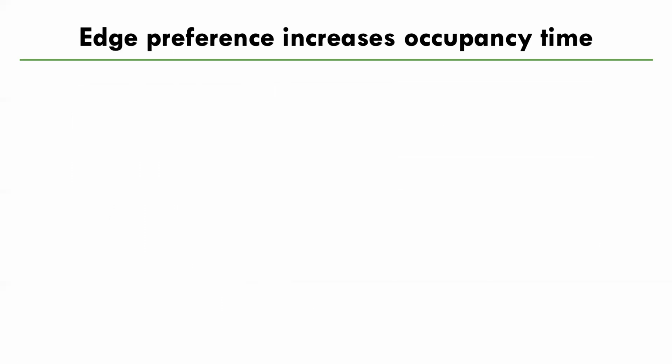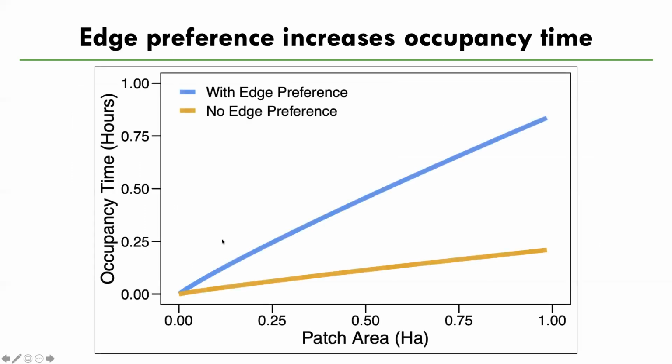Edge preferences increase occupancy time in this case, as in many cases. So here we have on the y-axis occupancy time in hours, and on the x-axis patch area in hectares, 0 to 1 on both scales. In the blue line we have monarchs with edge preference, and in the yellow line we have all the same parameters but without an edge preference. You can see that there's a really substantial increase in the amount of time spent in a patch. And just for context, a half-hectare patch is about the biggest patch of milkweed at my field sites in New England. So what does this mean ecologically?